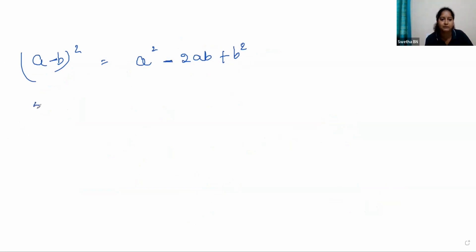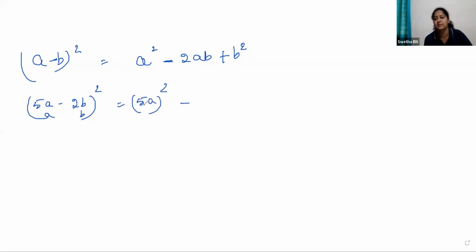Okay, I'll give one more example: (5a minus 2b) whole square. So this is a, this is b. In place of a, I will write (5a) whole square. Whenever you have two terms or a minus sign, don't forget to use brackets. 2 into... what is b? In place of b, we have 2b. You should not write minus 2b, because in the formula we already have the minus sign. So no need to write b is equal to minus 2b. I will tell you in the next formula; that time you have to write the signs.